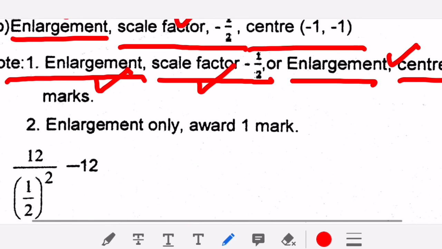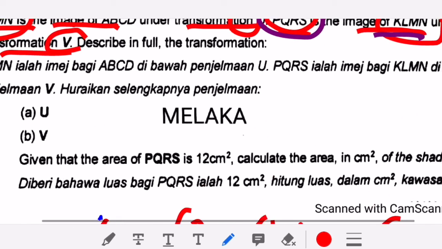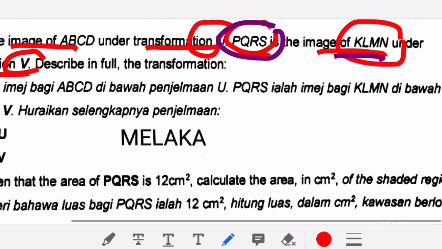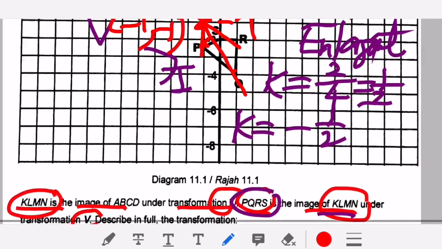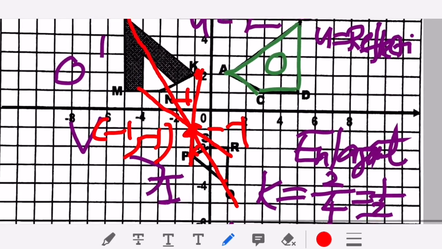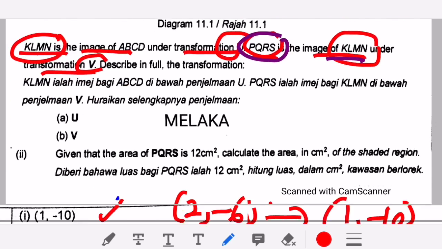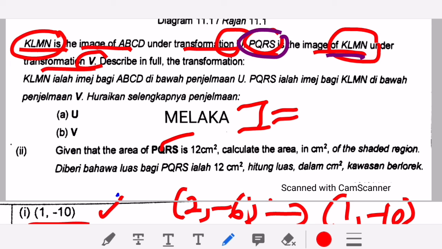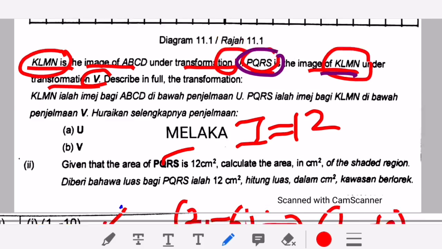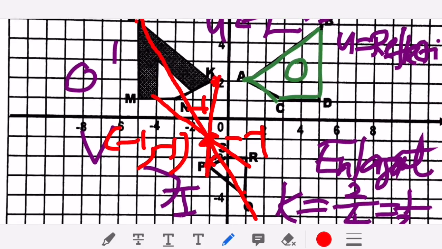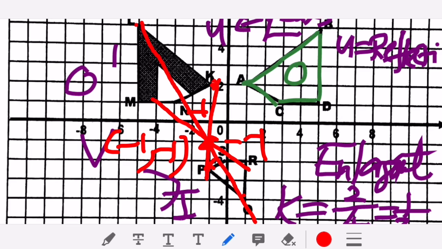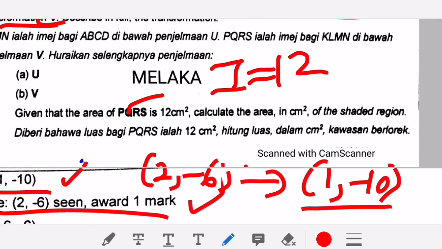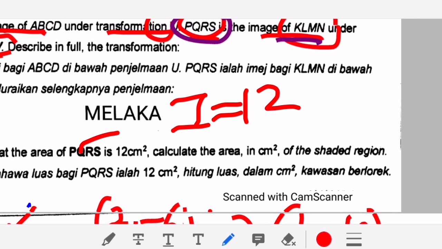Okay, finally they will ask you to solve. Given that area of PQRS is 12, PQRS is the object, right? Or image. Okay, image is given 12. Calculate the area of the shaded region. Okay, that means you have to calculate the area of the object first, right? Okay, so we will use object minus out the image.